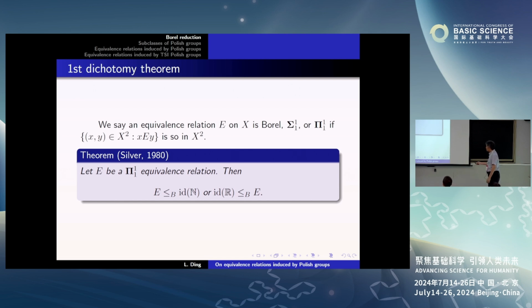And if the second case holds, we see that there are uncountably many, there are continuum many equivalence classes. So here we can see something concerning CH. Okay, let's go on.